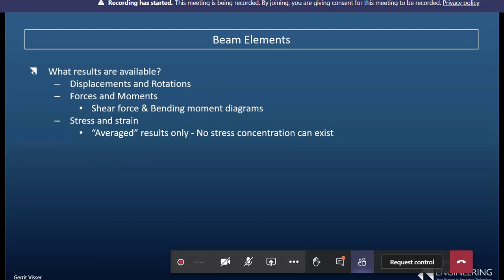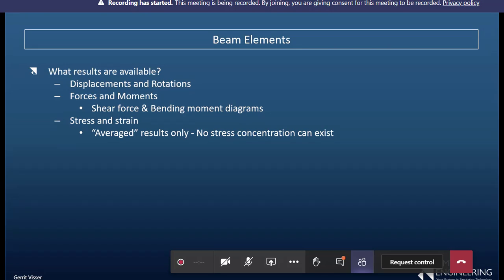Okay, so if we look at beam elements, what results are available? Yes, we have displacements and rotations. And I specifically mention this because there are some elements, once we get to solid, which do not have rotations in general. Yes, I know there are special formulations that sometimes have rotations, but in some cases, even those are not really a rotation. It's an intermediate calculation value. We also have forces and moments, which are great for calculating shear force and bending moment diagrams.